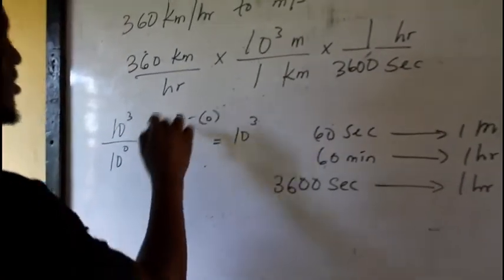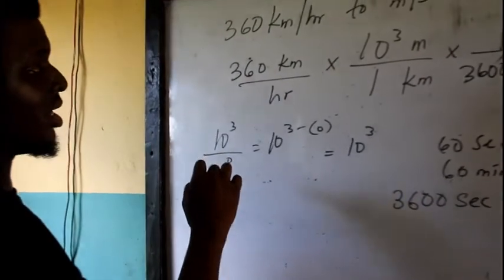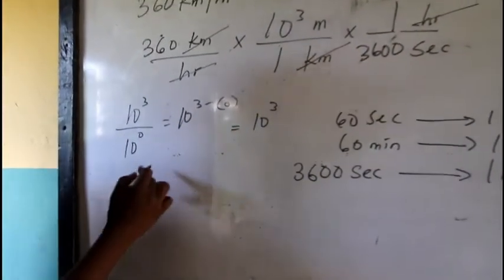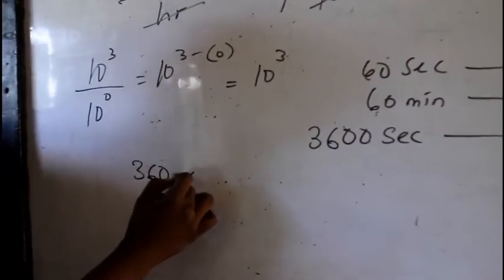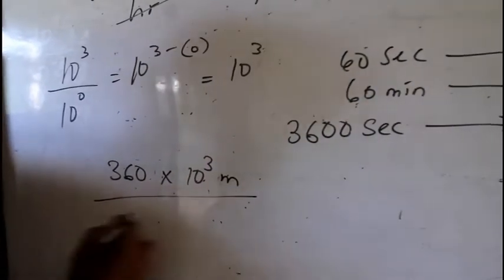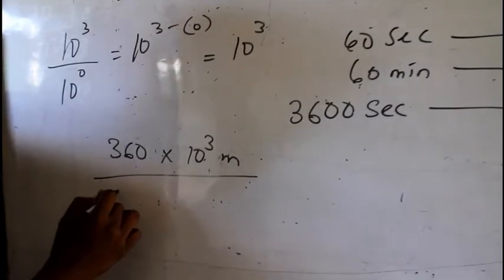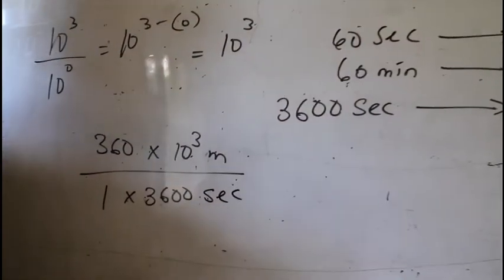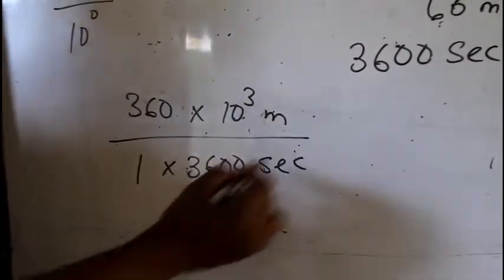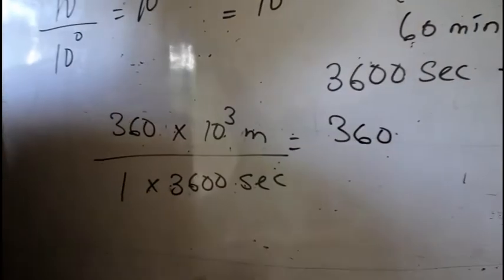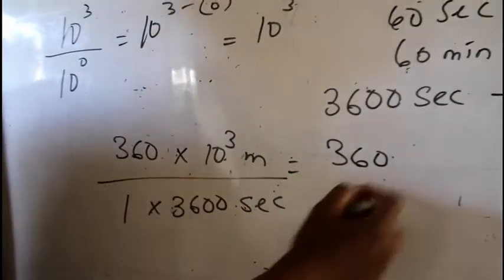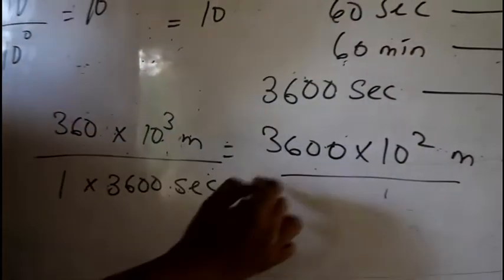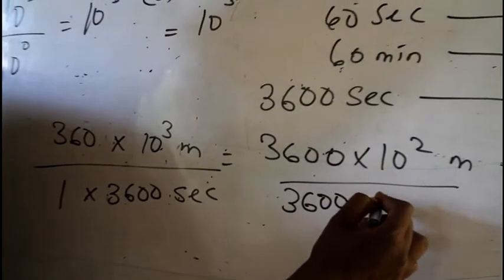So we have seconds. Okay. We have hour. It's cut out. So therefore, we have 360 times 10 raised to the power 3 meters over 1 times 3,600 seconds. So therefore, you can cut out 360. This one can add to it, that will be 10 raised to the power 2 meters. I've not done any magic here. It's just your normal mathematics that you know.